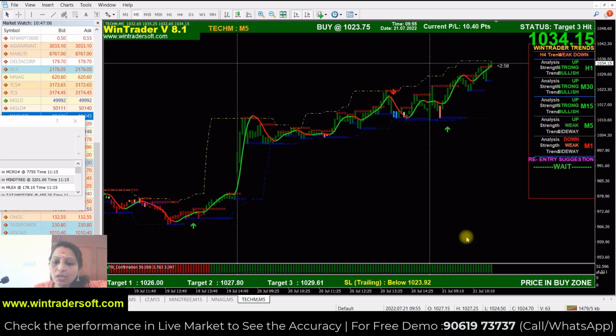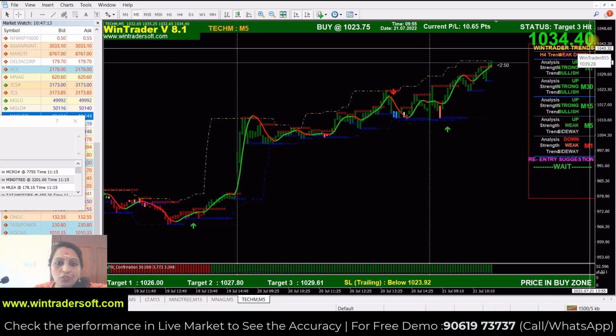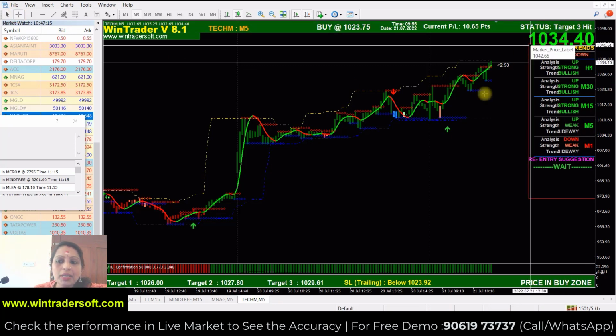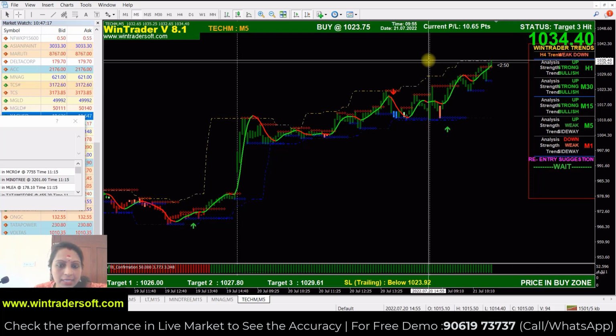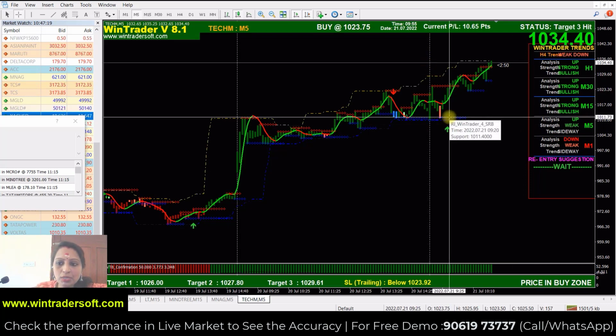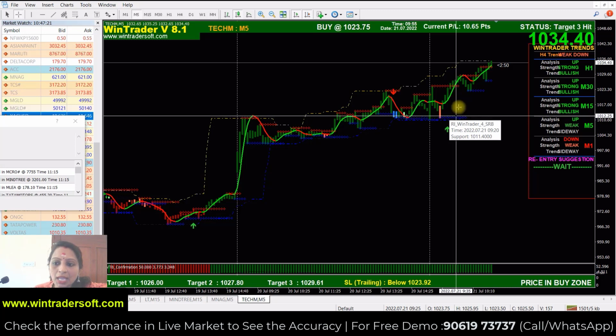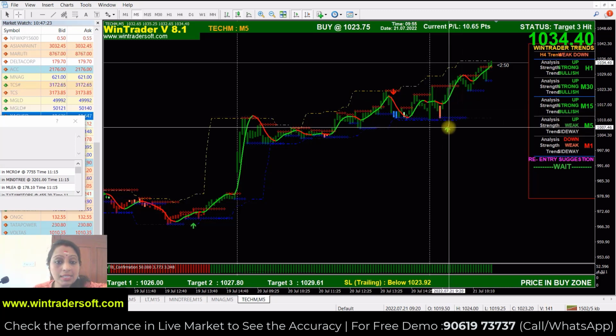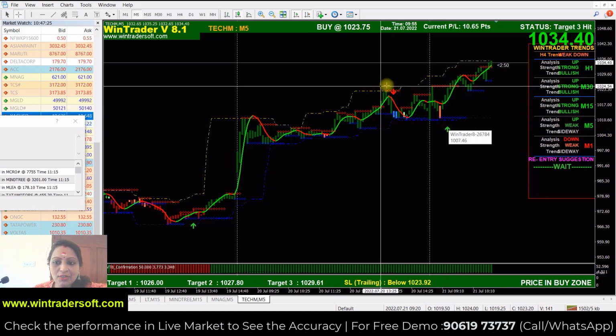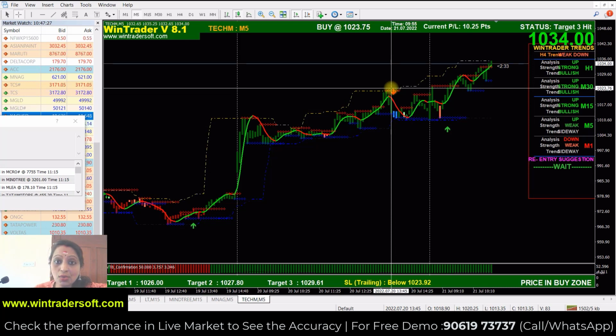Right now I open Tech Mahindra, and you can see the current market value is 1034.40. This is the real time market value, and you can see this white vertical line, that is the daybreak line. So today's market starts from this candle, and you can see this green up arrow, that is a buy signal, and the red one is the sell signal.